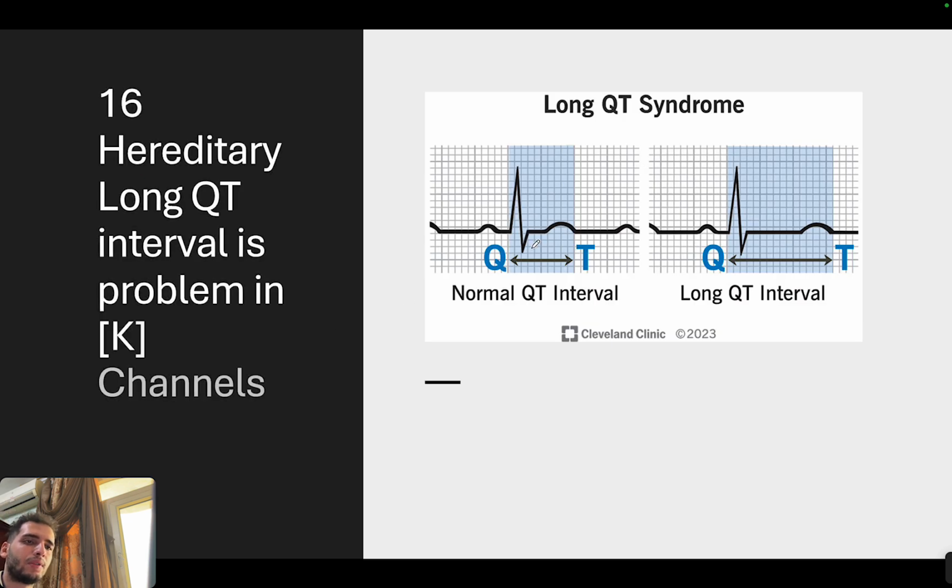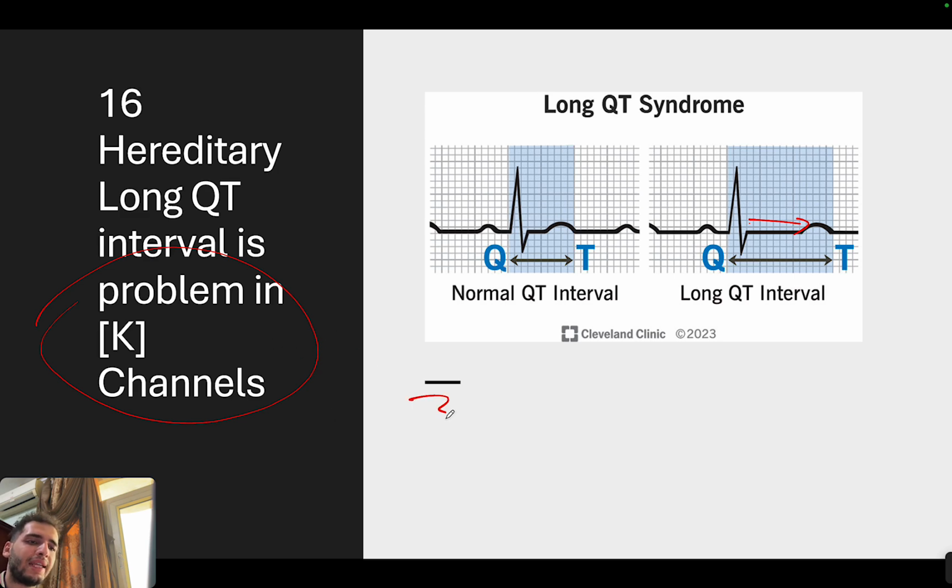The other concept is that long QT interval can be a hereditary disease, and they will show you a person who has this hereditary problem. They will tell you he has a family history of it. Then they will ask you what would be the problem, and the answer is the problem is in the potassium channels. And this makes sense.